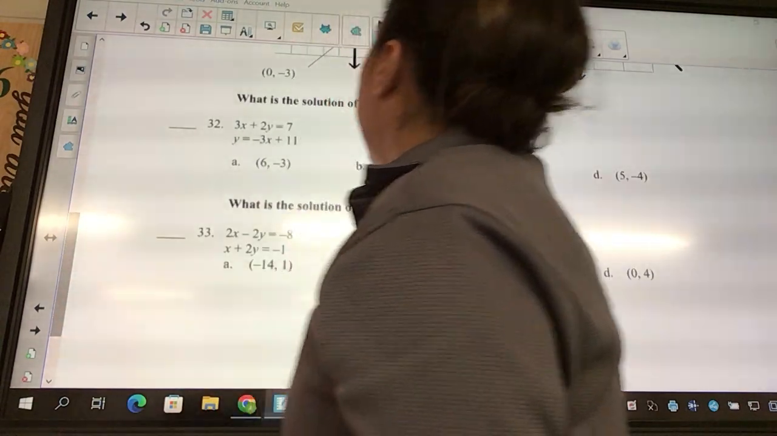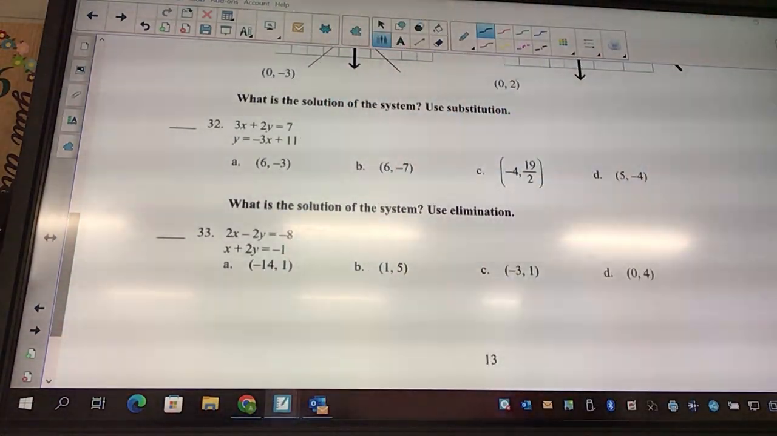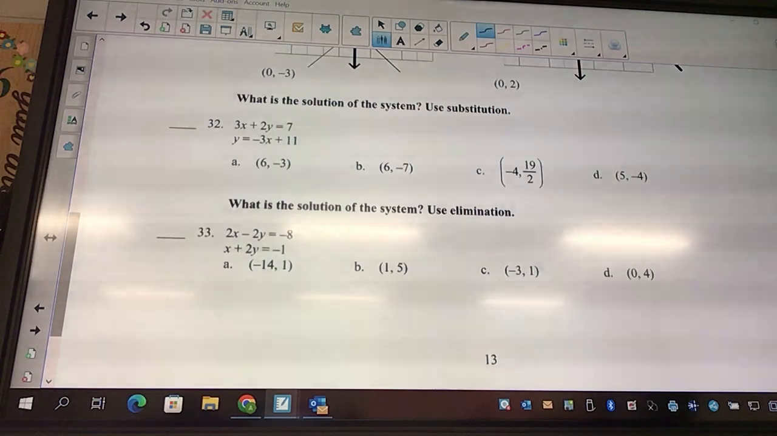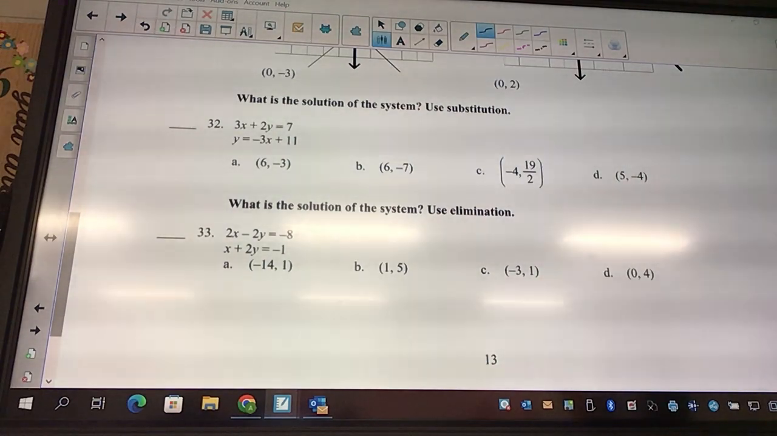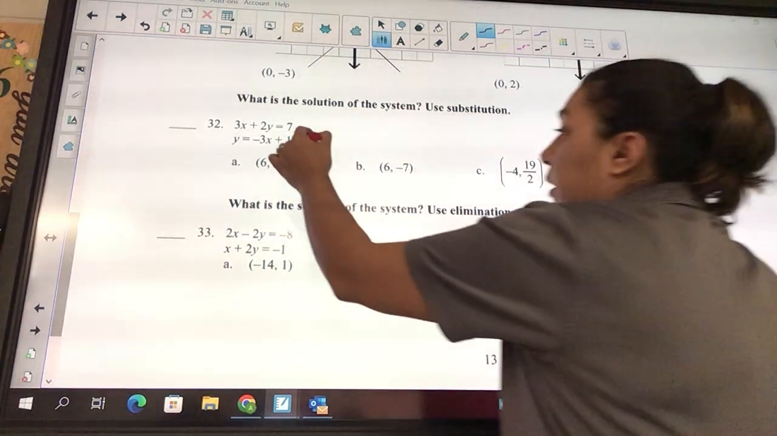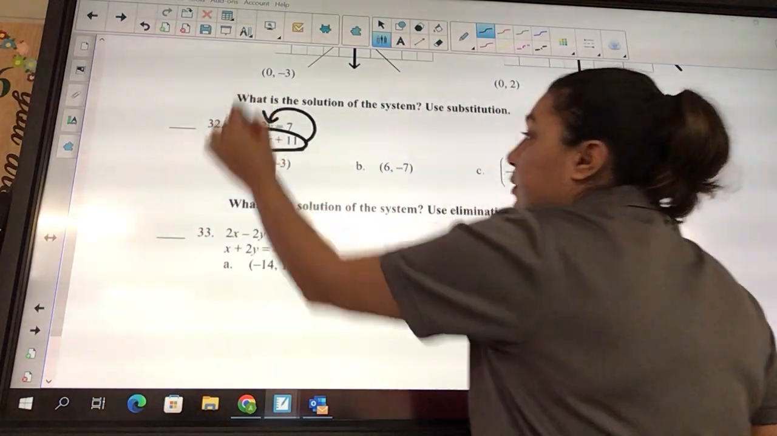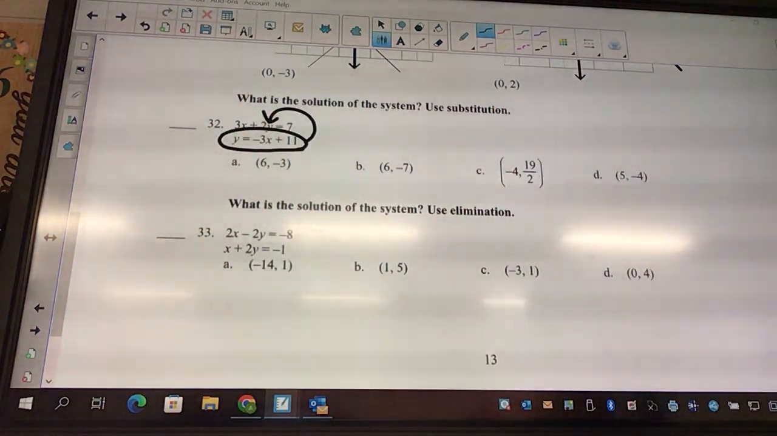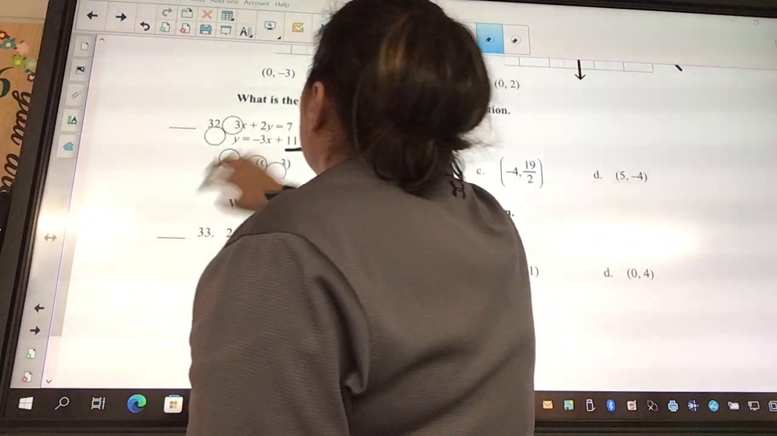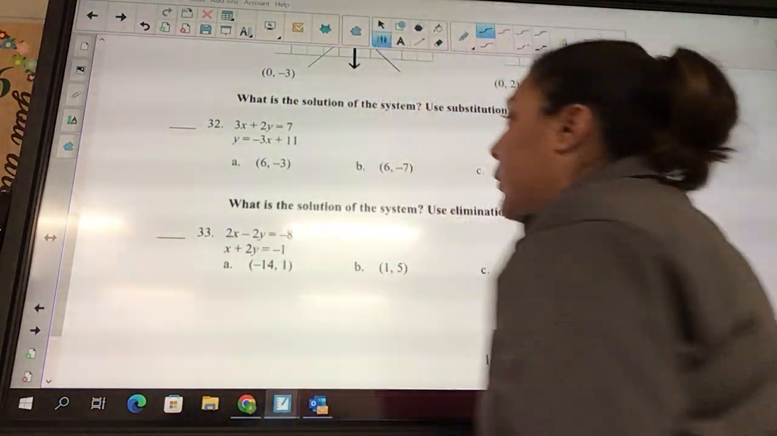Number 32. Okay, solve the system using substitution. There are two ways you can do this. The long way, which is the way I've taught you, is to circle this and plug it into this one, and then solve it. The short way is to use the coordinates, which is what I'm going to show you.